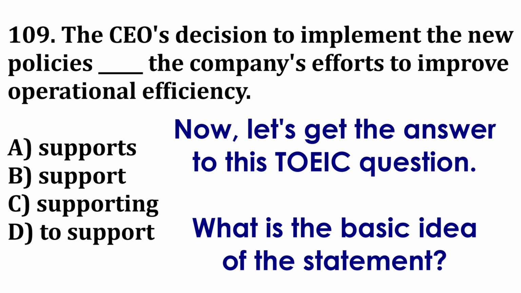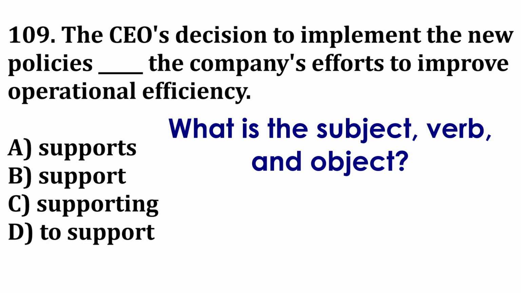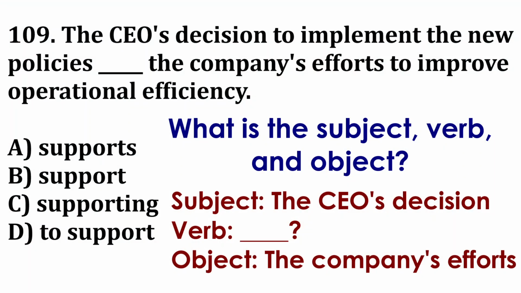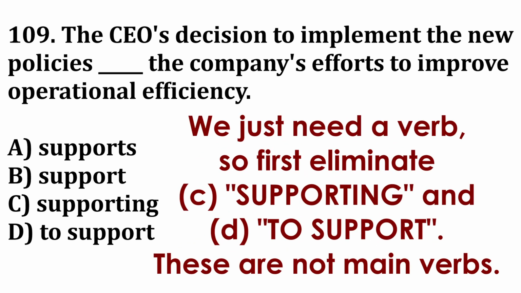Now that we have the main vocabulary, let's look at the basic idea of the sentence. Start with the main subject, verb, and object. Our subject is the CEO's decision. Blank, the company's efforts to improve operational efficiency. We can even make this smaller. If we look at the overall idea, it is just the decision, blank, the company's efforts. This is our basic sentence. So let's get the answer. We know we need a main verb.